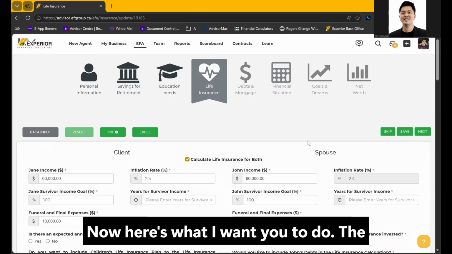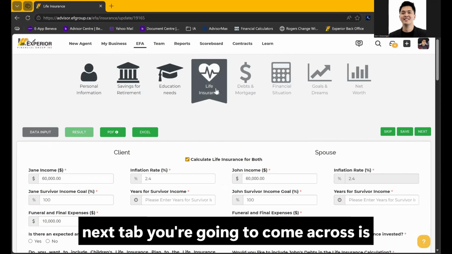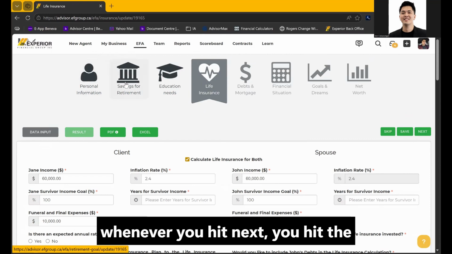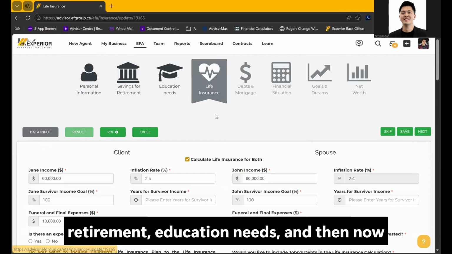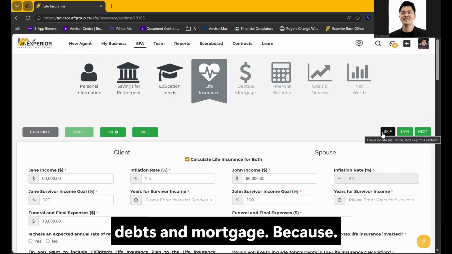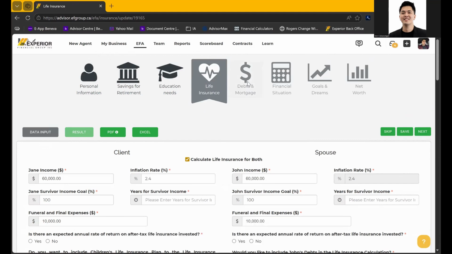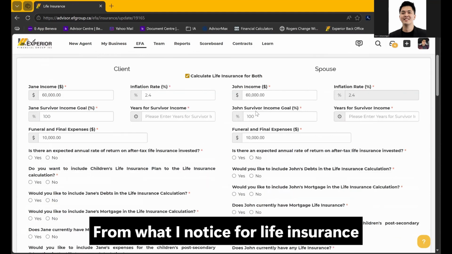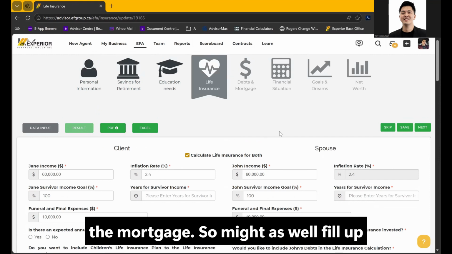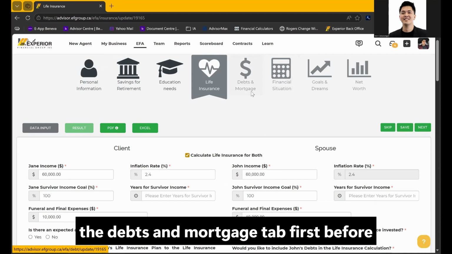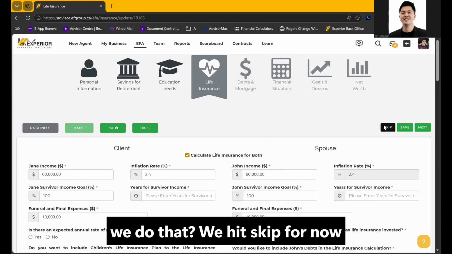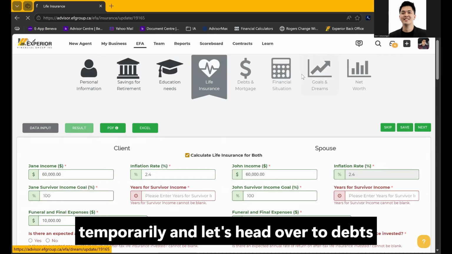Now, here's what I want you to do. The next tab you're going to come across is life insurance. So as you can see, whenever you hit next, you get the personal information, savings for retirement, education needs, and then now life insurance. For now, I want you to temporarily skip this and move to the debts and mortgage. Because from what I notice, the life insurance tab also asks about the debts and the mortgage. So might as well fill up the debts and mortgage tab first before heading over to life insurance. So how do we do that? We hit skip for now, temporarily, and let's head over to debts and mortgage.